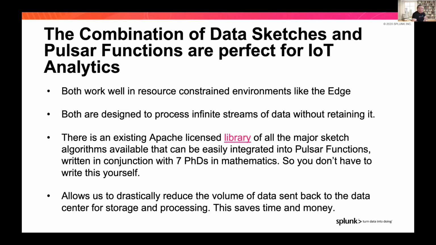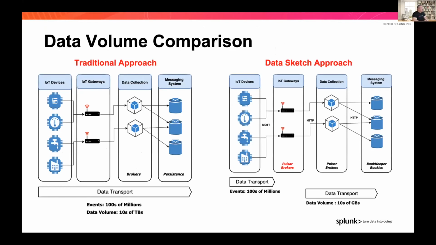And it also allows us to drastically reduce the volume of data sent back to the data center for storage and processing. This saves time and money, right? If you remember earlier, I showed you the traditional approach of the IoT pipeline where you're sending all the data. So if you have hundreds of millions of events, they have to get transported all the way through the messaging system in order to be available to the real-time processing engine to do the analytics. The data volume of that could be in the tens of terabytes.